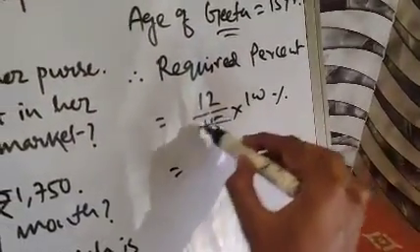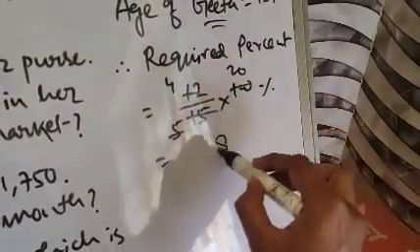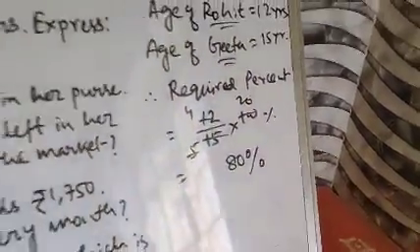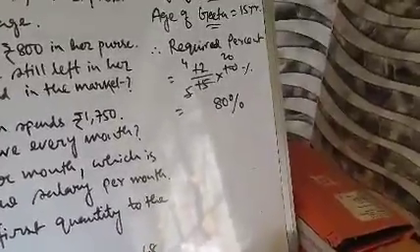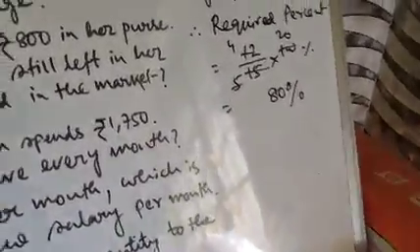Now reduce. 3 5s are 15, 3 4s are 12, 5 20s are 100. So answer is 80%. So 80% will be the answer.